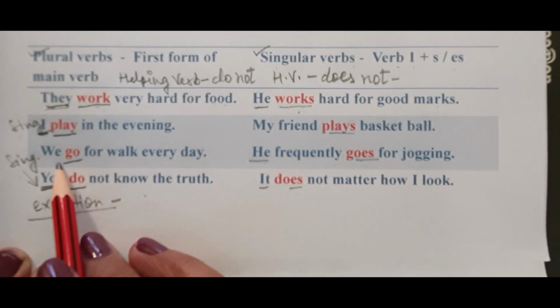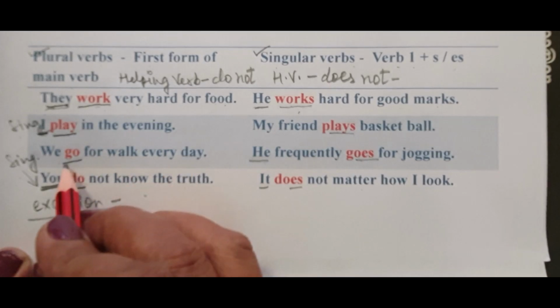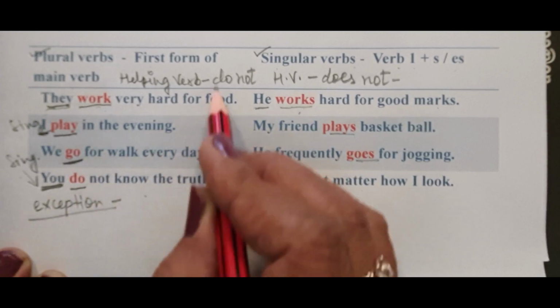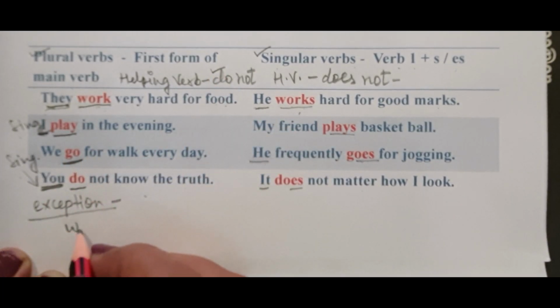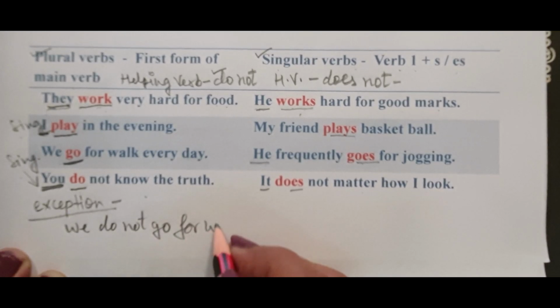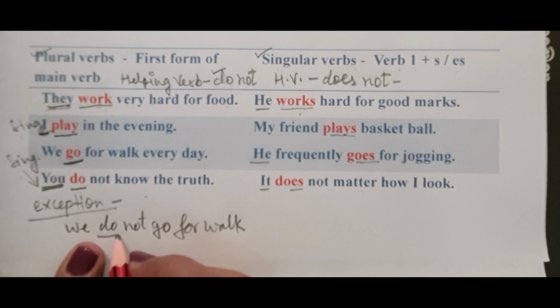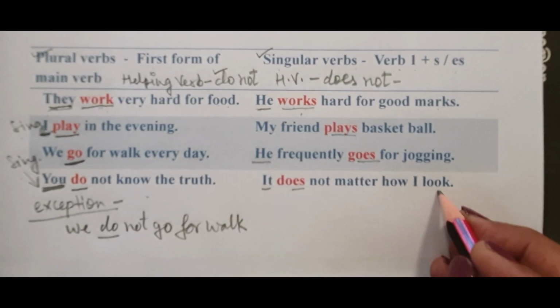Let's make this sentence negative. We go for walk every day. So, this is plural verb. It should not have S. So, we will use do. We do not go for walk every day. So, do not. For plural verbs, we will use do not. For singular verbs, we will use does not. It does not matter how I look.